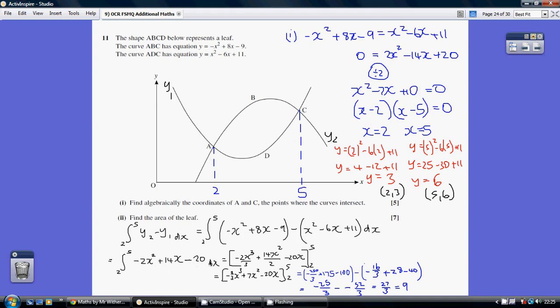You then integrate this, so add 1 to each power, divide by the new power, and you substitute in for 5 and 2, which I've done here in blue. Be very careful, take your time with your calculator, gives you a final answer of 9.